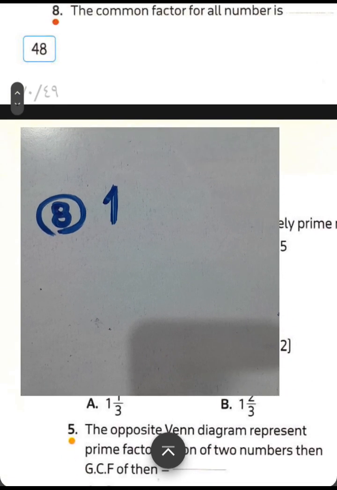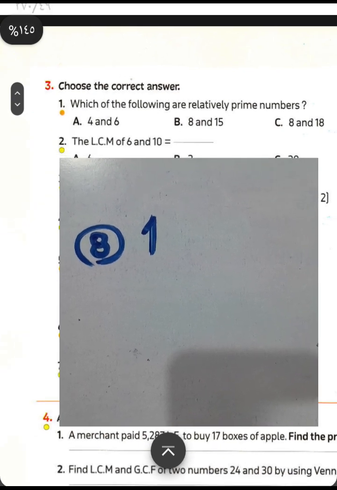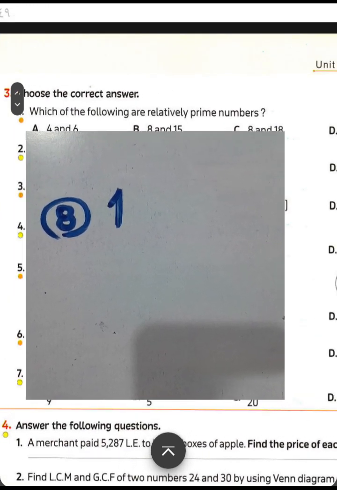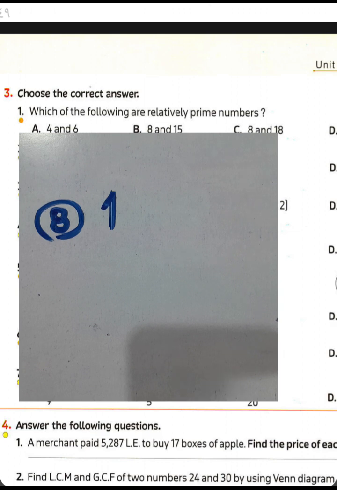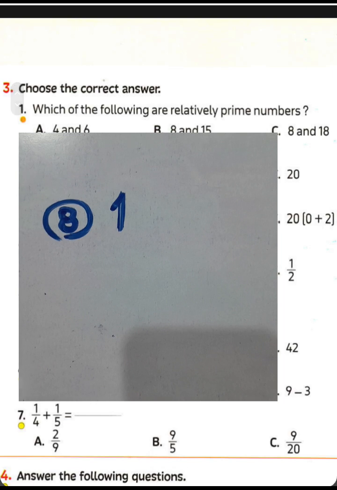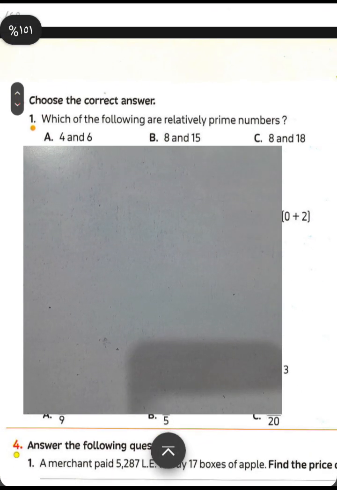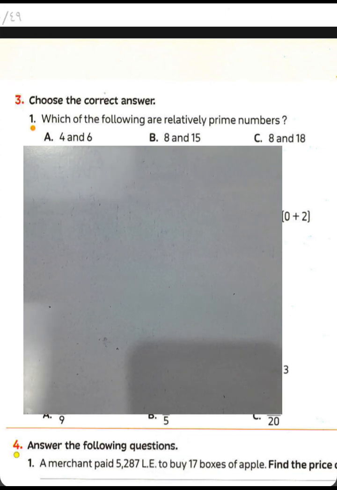Page 49. It was 48. Next page, 49. Pay attention with me to the question here. Question number 3. Which of the following are relatively prime numbers? What does relatively prime numbers mean? Relatively prime numbers means two numbers that can be divided by 1 only. The highest common factor between them is 1 only.